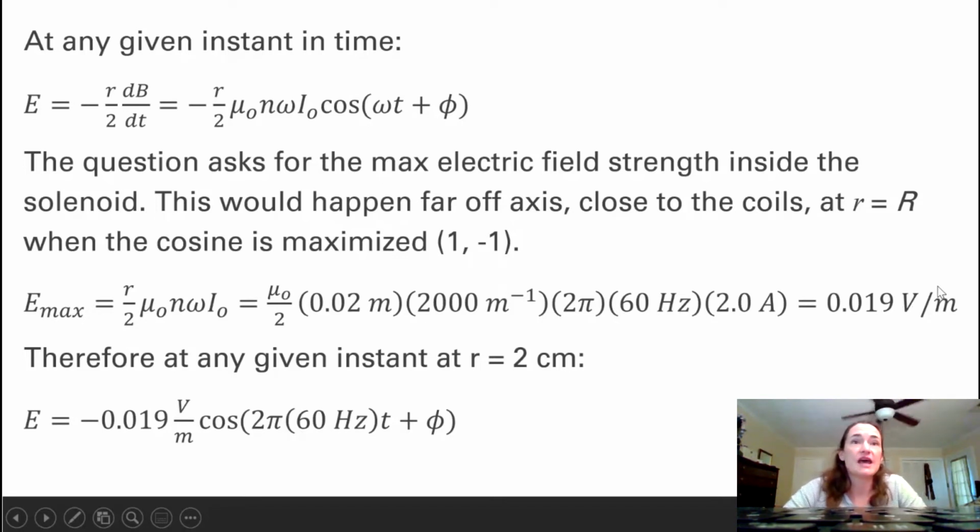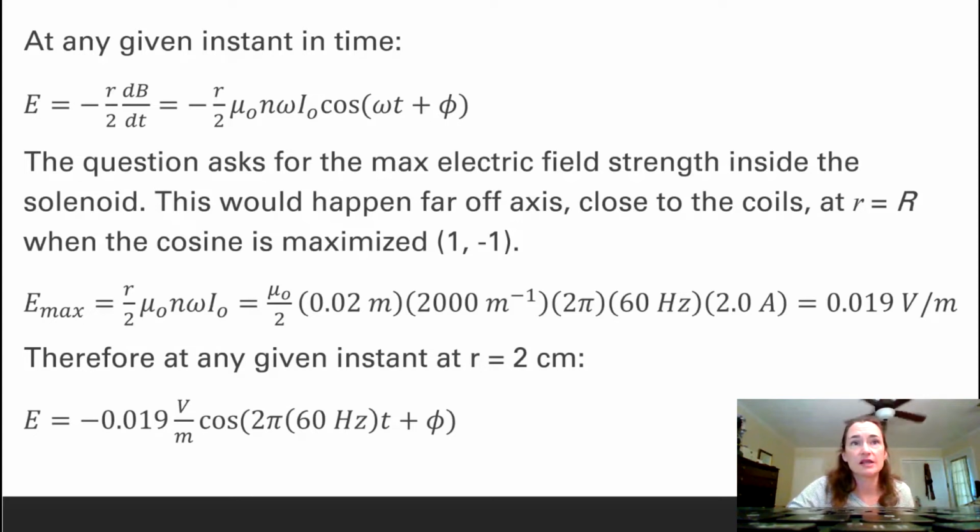Now, if we want to say at any given instant in time, what would that be? Well, you can see that your electric field strength would vary in time, wouldn't it? This isn't the max. It's going to oscillate. I mean, the problem asks for the max, but the electric field strength is going to oscillate. I think that's a key important point here.